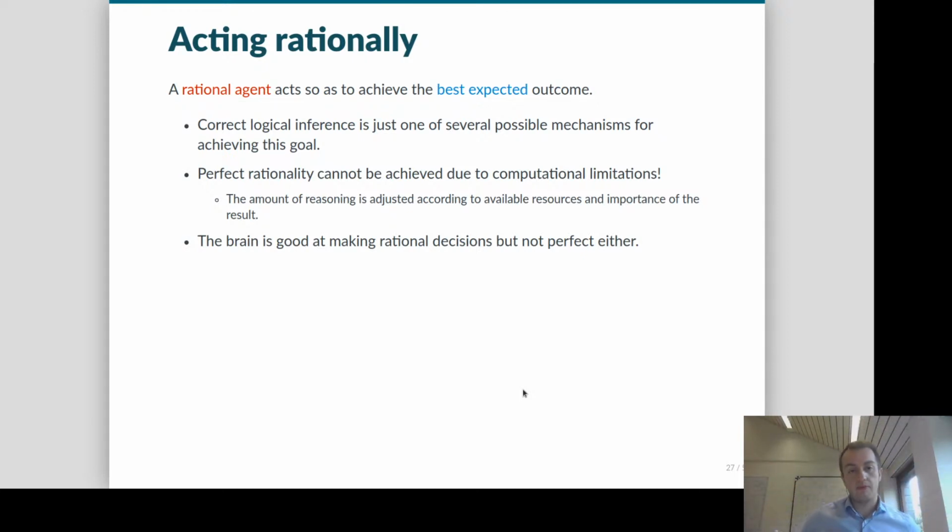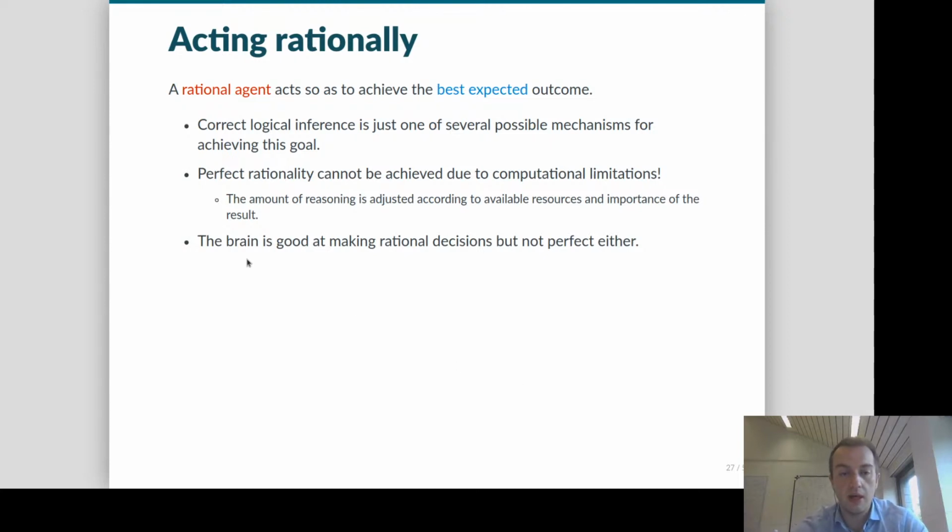Okay, so we've gone over 3 definitions. There is only one of them, and you can already guess, I suppose, this is the one we'll use for this course, which is the one of acting rationally. And so we say that a rational agent acts so as to achieve the best expected outcome. Correct logical inference, of course, would also achieve that, but this is only one way that we could use to implement this rational behavior. And we'll see that there are other ways to achieve that.